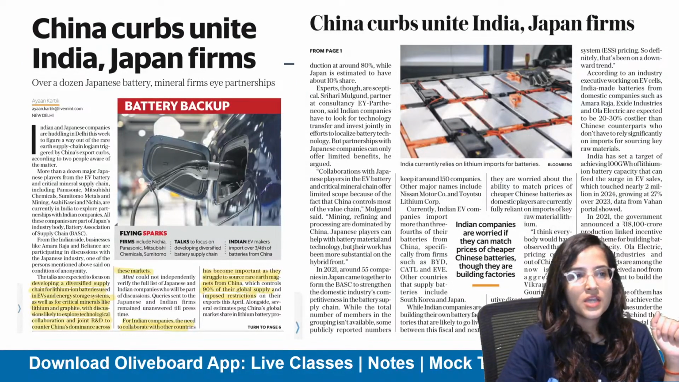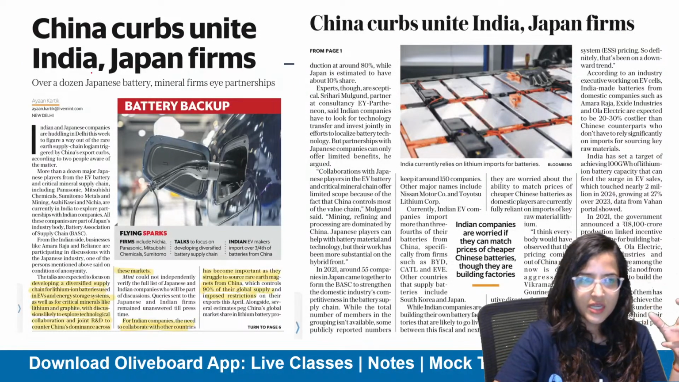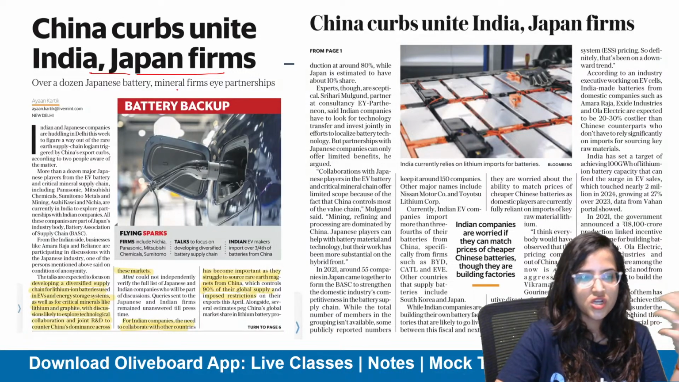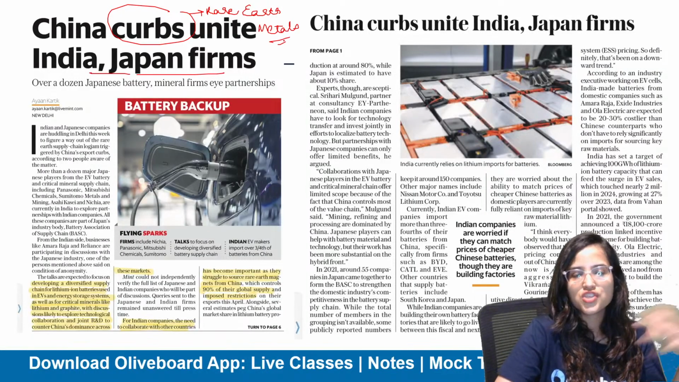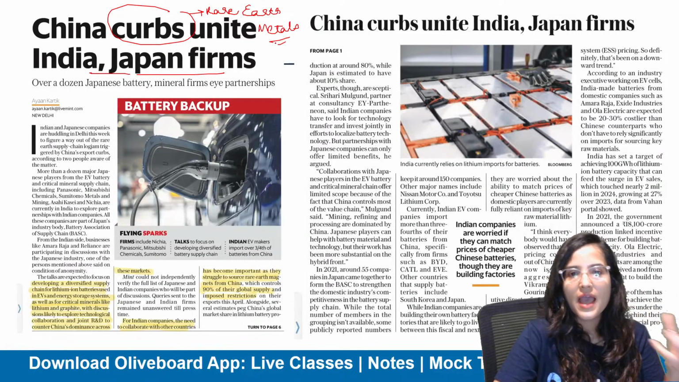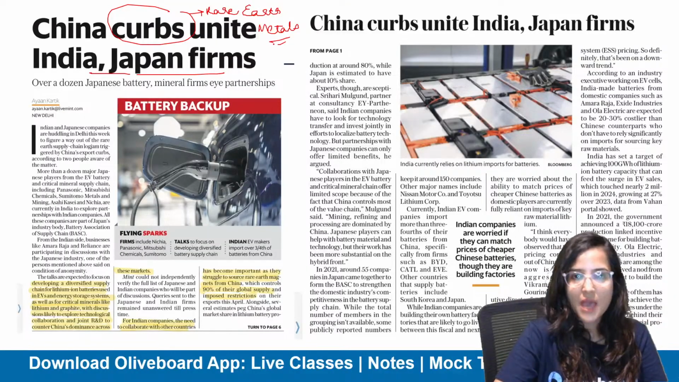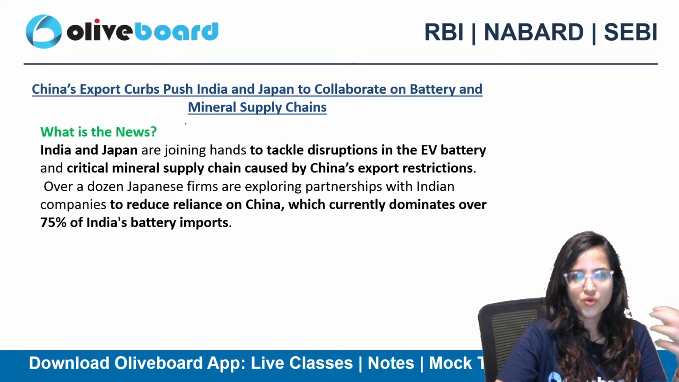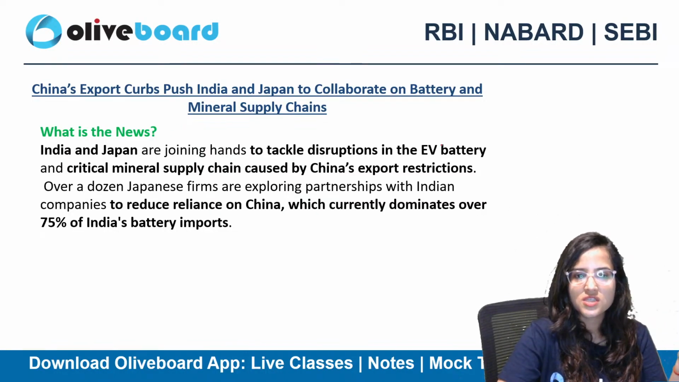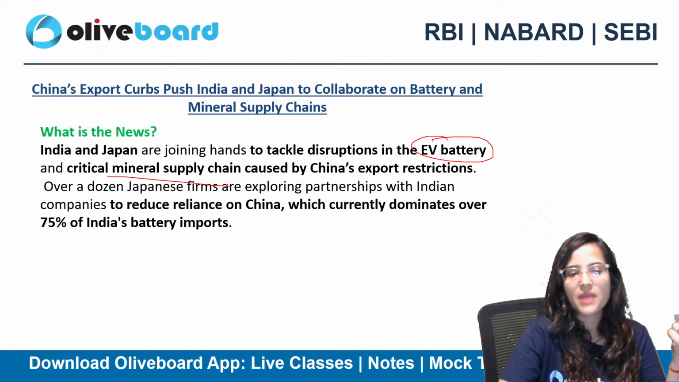Chalo. China curves unite India and Japan firms. Which curves are we talking about over here? Obviously, the rare earth metals. We are talking about the rare earth metals over here. And because of these China curves, Japanese and Indian firms are getting together because of the curves that have been put by China. Why? In order to maybe extract these rare earth metals to tackle the disruptions in the EV battery and critical mineral supply chain, which has been caused by China's export restrictions.